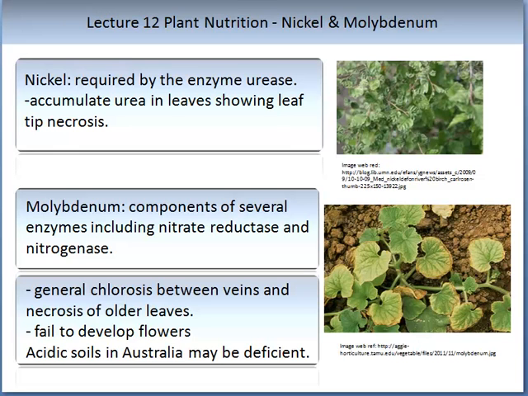Molybdenum is involved in components of several enzymes, including nitrate reductase and nitrogenase. When deficient, it shows general necrosis between the veins and necrosis of the older leaves. It may fail to flower. Acidic soils in Australia may be deficient. The image on the right bottom is a deficiency of molybdenum in cucumber plants.